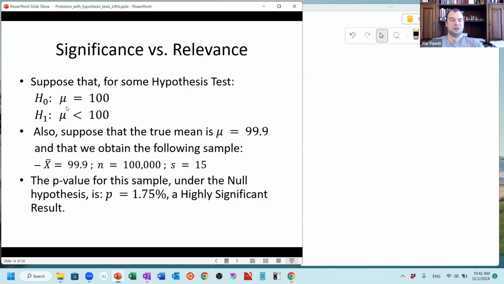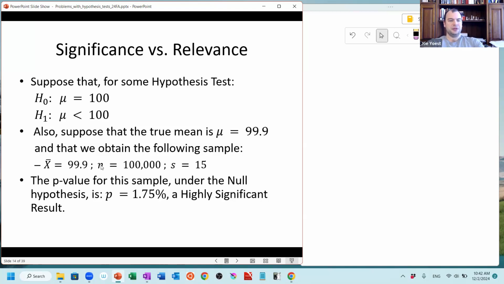If the disease doesn't negatively impact cognition, then our population of folks with the disease will have the same mean IQ as the general population. But if it does negatively impact cognition, maybe our folks will have a lower mean IQ than the general population. Let's suppose that the true mean for the folks in our population with the disease is 99.9.